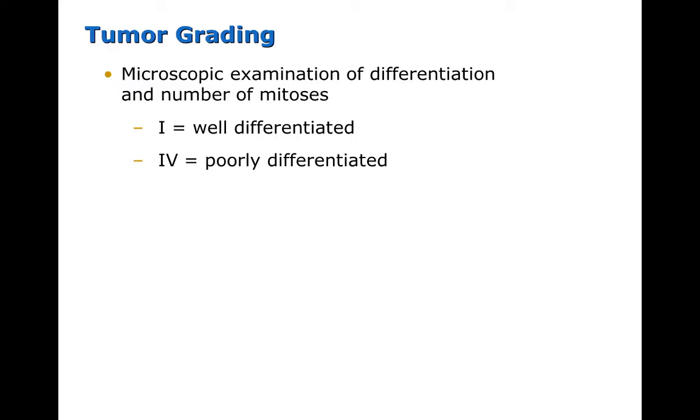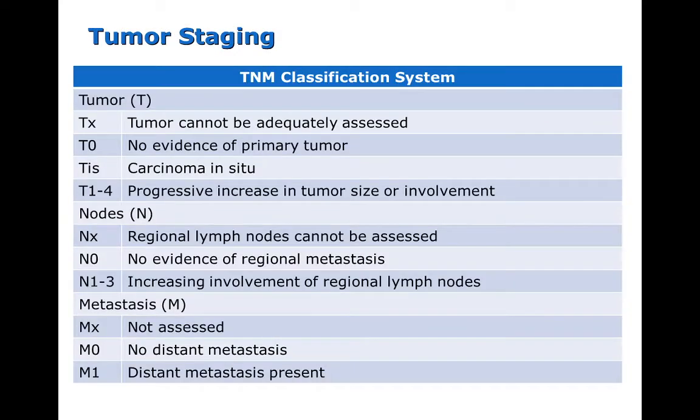Tumor grading. Tumors are graded on a scale of 1 to 4, and this is based on their differentiation and the number of mitoses. A grade 1 tumor is well differentiated, whereas a grade 4 tumor is poorly differentiated. Tumors are staged with regard to the tumor itself, the lymph node involvement, and metastasis. So that's the TNM staging. You do need to know the TNM staging classification system for the exam.